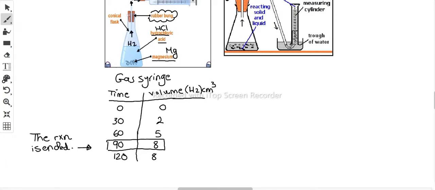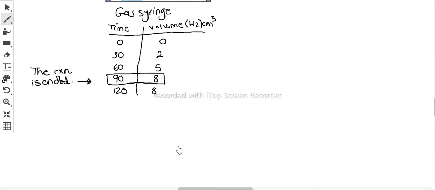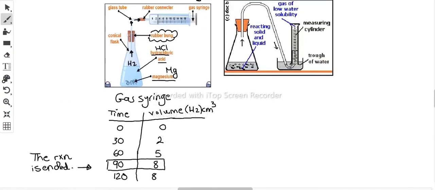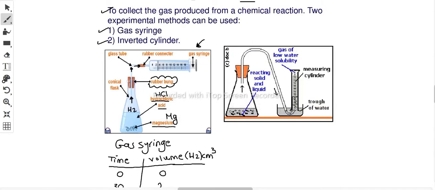If you want to take your data and draw the relationship here, you will be taking the y and the x, and this is what we're going to talk about in the second part of our lesson. So we will have here the volume and the time. We will have a graph shape that looks like this, then it becomes constant, indicating that the chemical reaction reaches completion. This is for the first experimental method, which is the gas syringe.